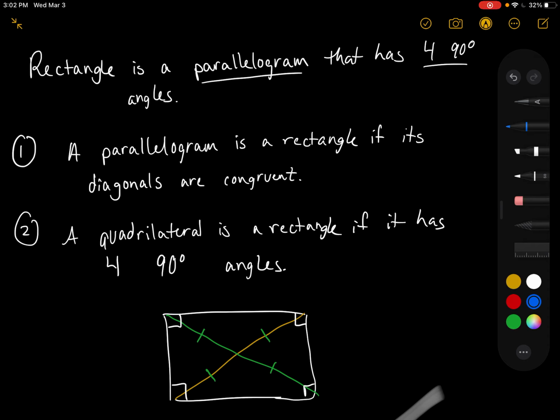So as a reminder, four 90-degree angles, and all of the diagonal pieces are congruent. In addition to that, all of the things from parallelograms still hold true. So we still have opposite sides that are equal.